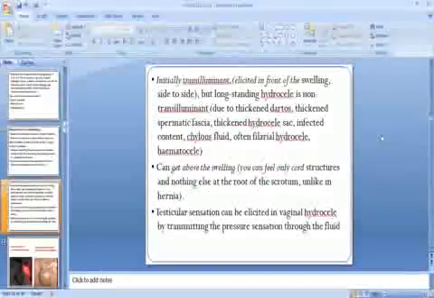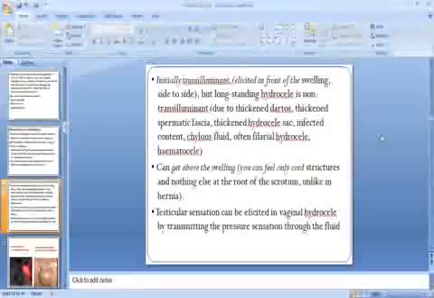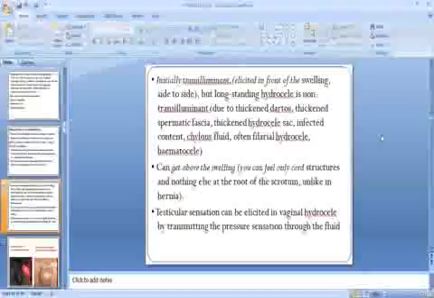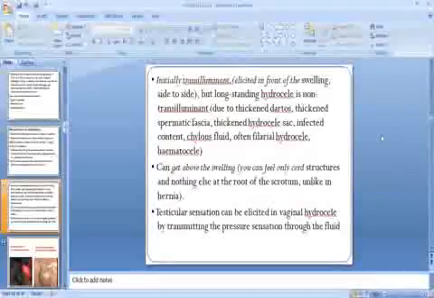Initially it is transilluminant, the ellipse in front of the scrotum inside the scrotum. But long standing hydrocele is non-transilluminant due to thickened dartos, thickened spermatic fascia, thickened hydrocele sac, infected contents, or dilute fluid. Often familial hydrocele. You can get above the swelling; you can feel only the cord and nothing else at the root of the inguinal area.